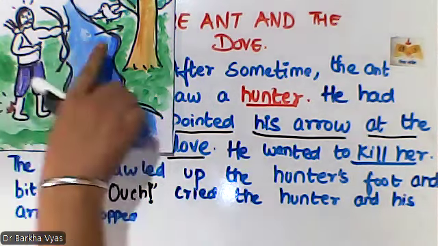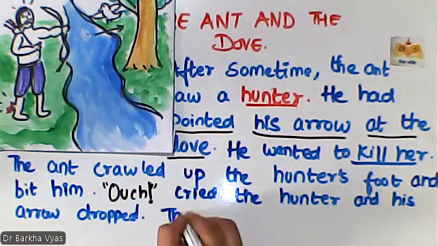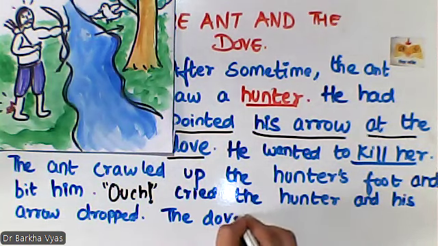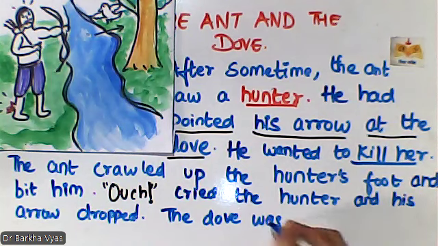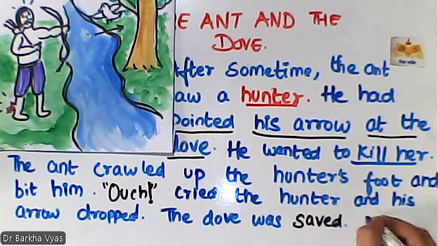तो arrow नीचे गिर गया. Arrow dropped. The dove was saved. अभी कौन बच गया? पहले तो ant बच गया था. Now the dove was saved. Who was saved? The dove was saved.